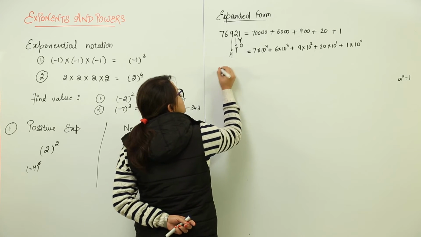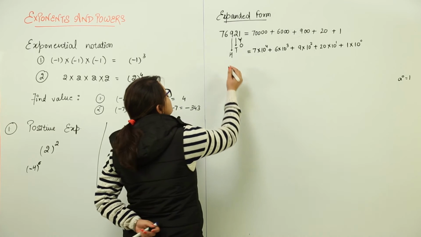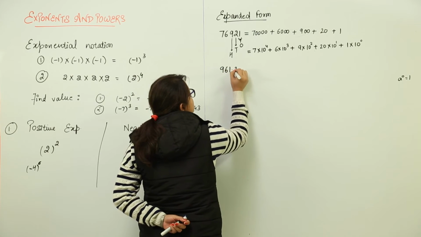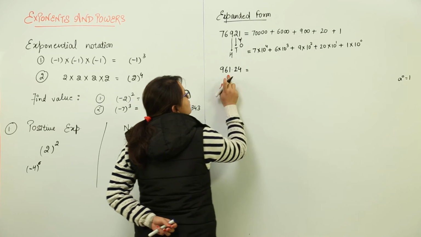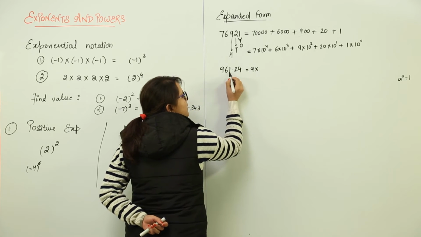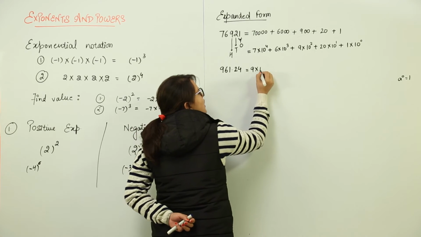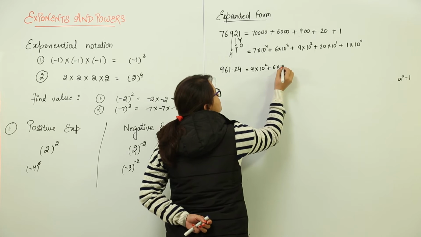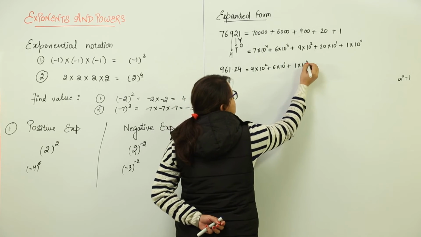Now what happens if we have to write the expanded form of a decimal term? Let us take one decimal term also, 961.24. How do we write the decimal form? We will start from 9 directly first. 9, okay, this will be 10 raised to power 0, 10 raised to power 1, 10 raised to power 2. So I will write 9 into 10 raised to power 2 plus 6 into 10 raised to power 1 plus 1 into 10 raised to power 0.